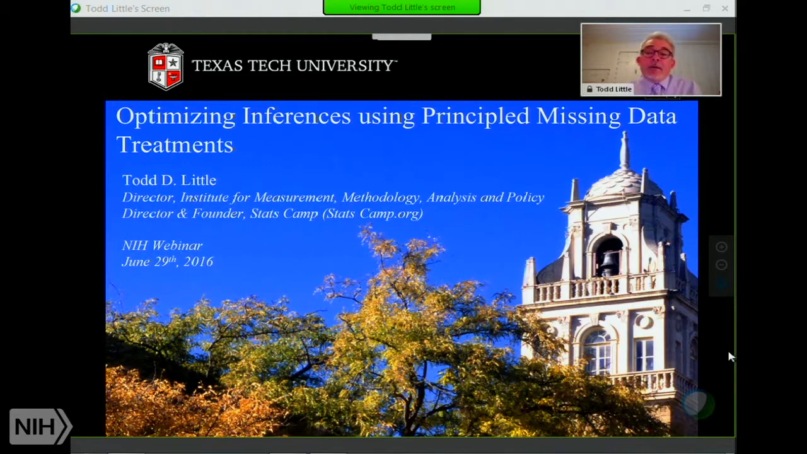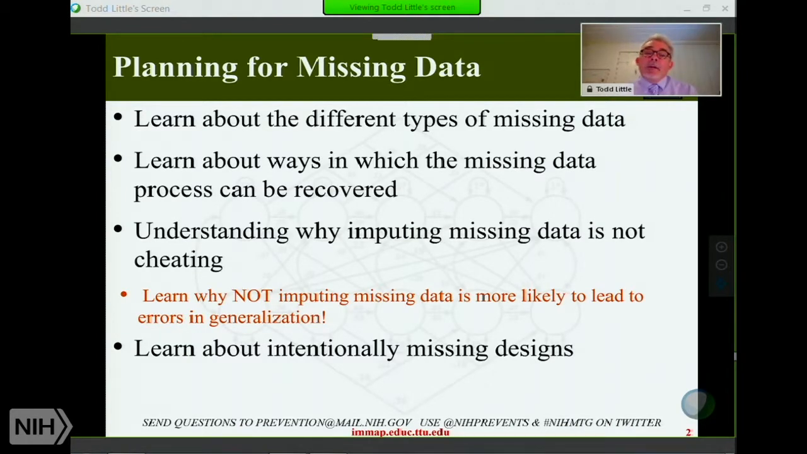So what I want to do today is try to convince you that the modern treatments for missing data are useful for correcting problems that emerge, and basically to learn why not imputing your missing data is more likely to lead to errors in generalization. It's not cheating. It's not making up data. It's all these misconceptions I hope to dispel. And if I do my job right here today, by the time we get toward the end of my discussion, I hope to truly blow your mind with regard to some of the advantages that missing data can actually provide when we start planning for missing data.